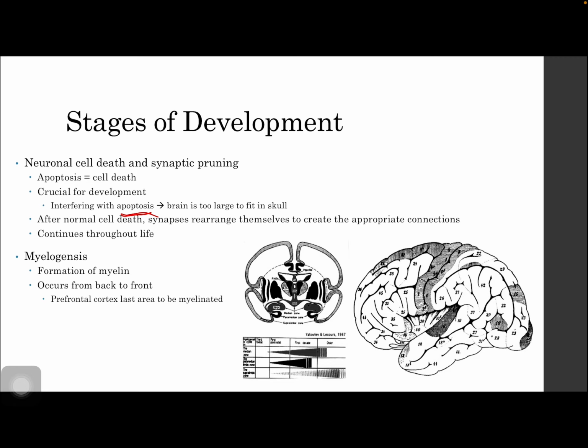The last place in the brain that matures is the frontal cortex. Okay, so this area here is the last place that really finishes maturing, both in terms of pruning as well as in myelogenesis, so forming myelin. And both processes occur from back to front, meaning that it starts here and works its way to the front of the brain. And the prefrontal cortex area is last to be myelinated, also last to be mature and completely developed.